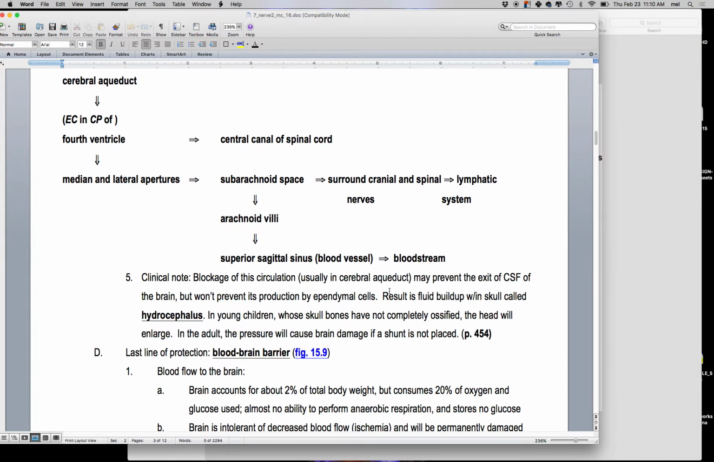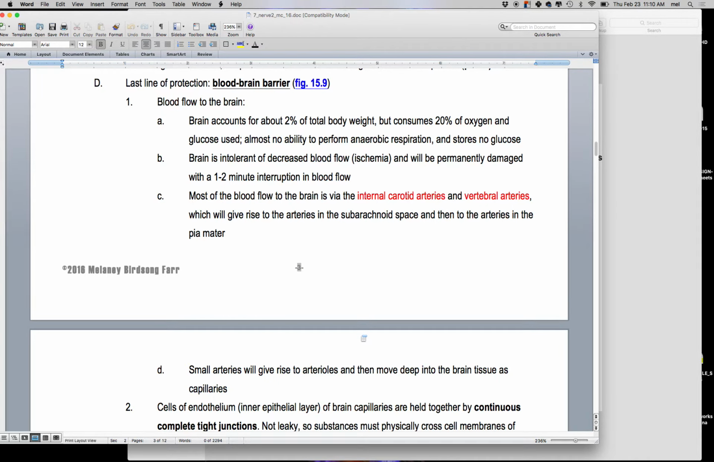I will ask you, by the way, you won't have a test next week, but it will be the week after your practicals, and you will have to do cerebrospinal fluid circulation. Absolutely. Okay? All right.